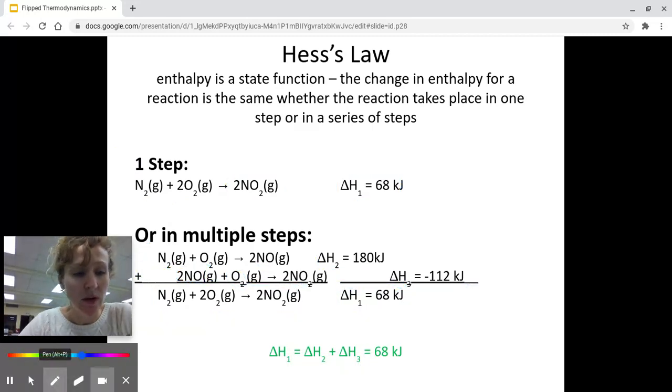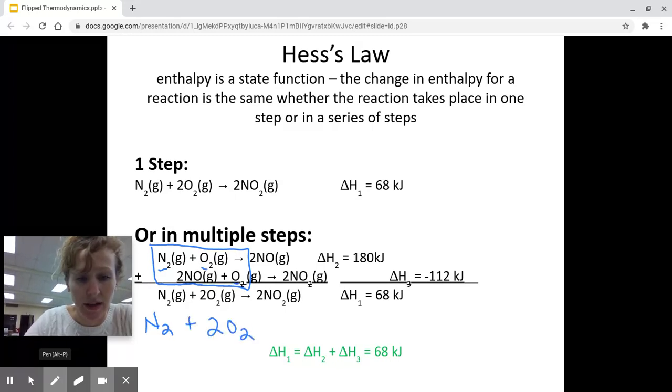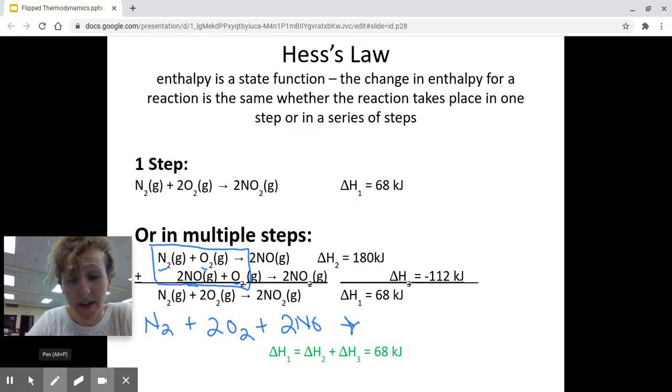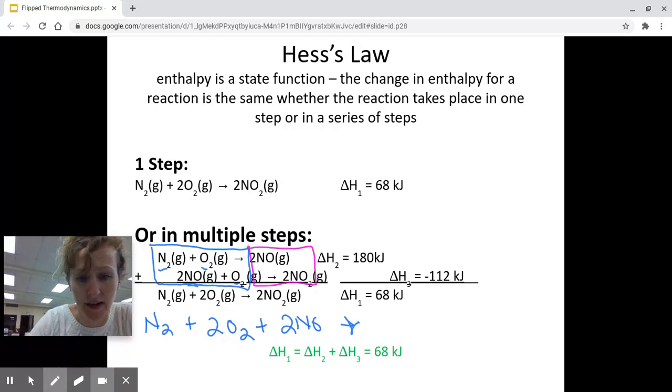Okay, so when we're adding reactions together, basically you're going to look at the reactants and you're going to look at the products, right? Okay, so in our reactants, I have nitrogen, N2. I have two oxygens, and I have this mysterious nitrogen monoxide. Okay, now on the product side, let me do that in another color so it's very obvious. On the product side, I have two nitrogen monoxides and I have two nitrogen dioxides.